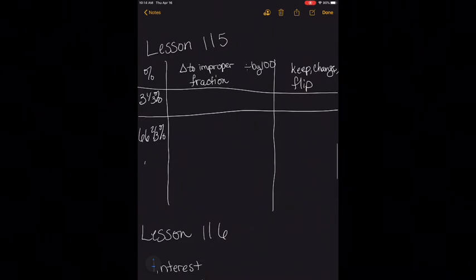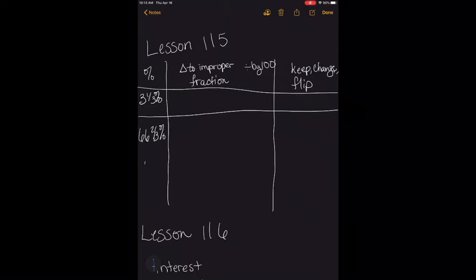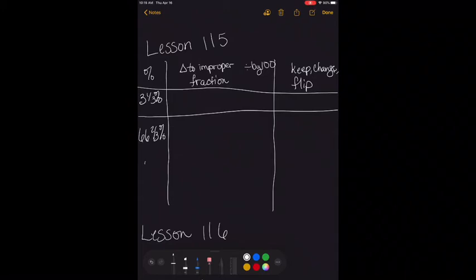Lesson 115 is about changing percentages to fractions. Writing percentages as fractions, which we've done a ton. But now we're going to be doing it with percentages that have fractions involved or mixed numbers. And it makes it a little bit more challenging, but I'm sure you guys will meet the challenge.